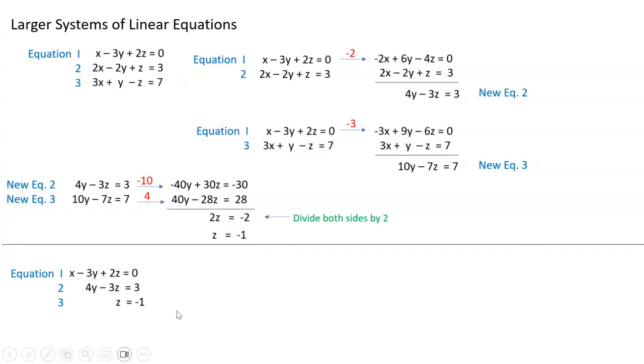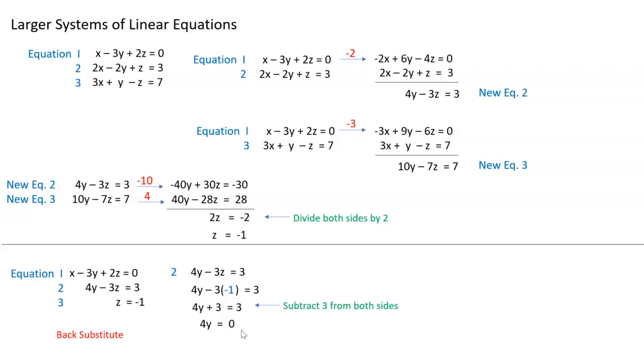Now, because we already know what z is, I need to solve for y and for x. So to solve for y, I'm going to go to number 2. I'm going to plug in negative 1 for z. And all we do after that is simplify, and then we divide both sides by 4.